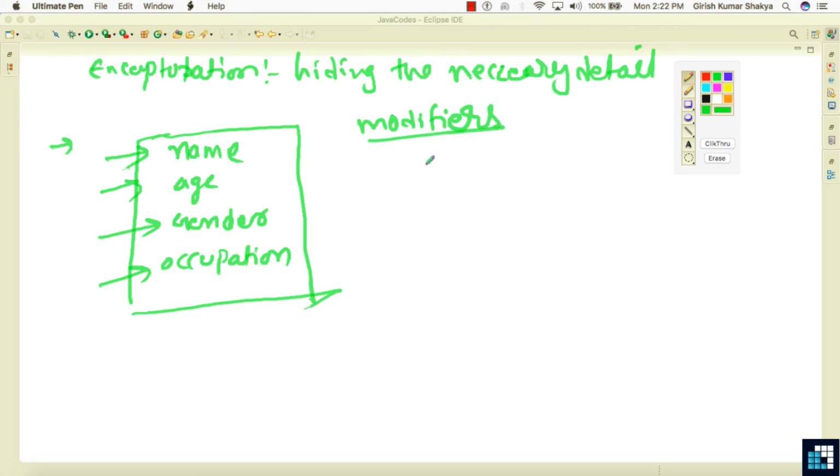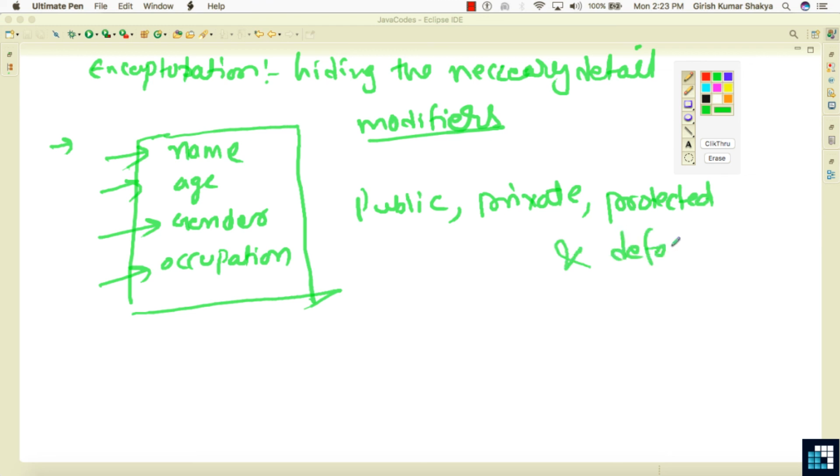most importantly known as the access modifiers, and these are public, private, protected, and default. So we will talk about each of these modifiers one by one in the upcoming chapters.